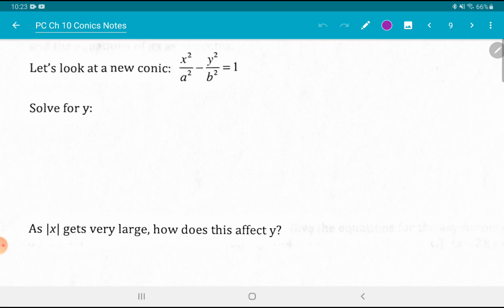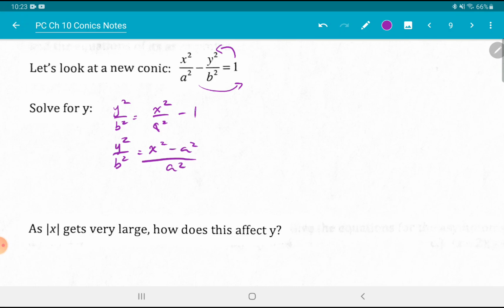How are we going to do that? Well, let's move the y squared over. So we'll have y squared over b squared is equal to, and let's move the 1 over as well. So we'll have x squared over a squared minus 1. And then to get our fractions together, we're going to get common denominators. So equals x squared minus a squared all over a squared, right? Because 1 is really a squared over a squared.